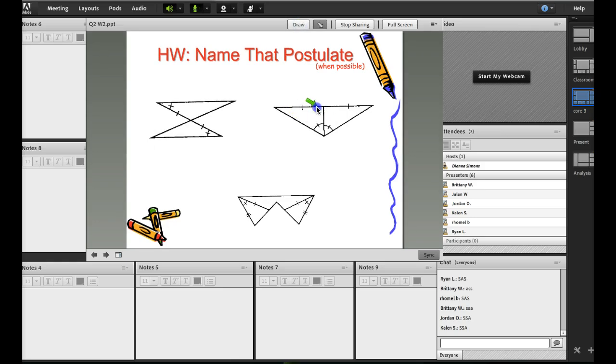Right here, we have two angles that form a line, right? And they're perpendicular. So what we have is angle, side. Does that make sense? Because these are both 90-degree angles. Does that make sense? Yeah. What about this last one?